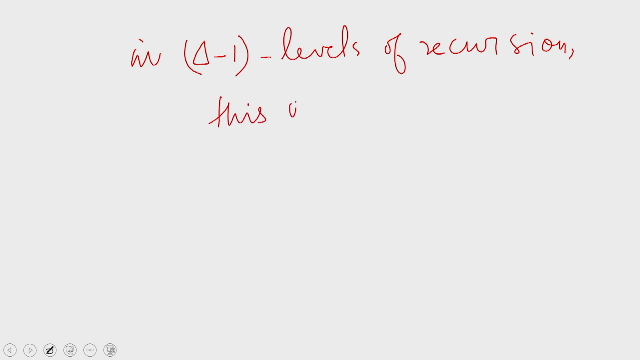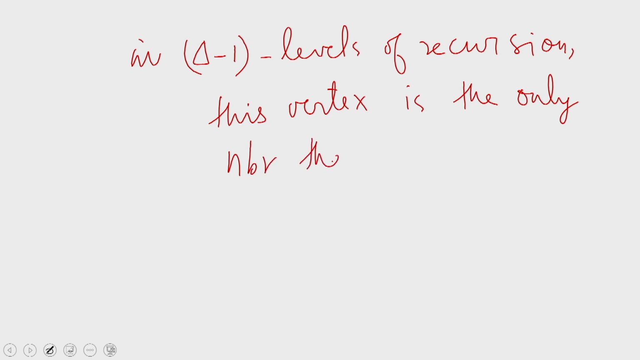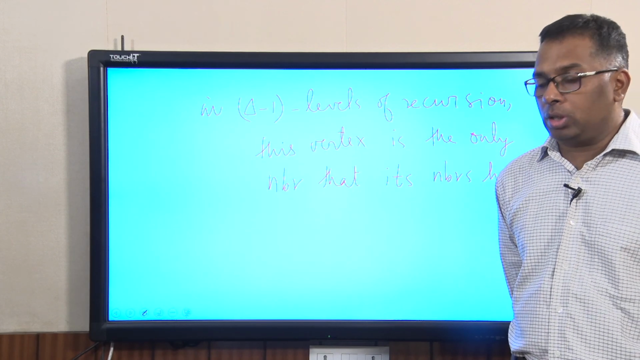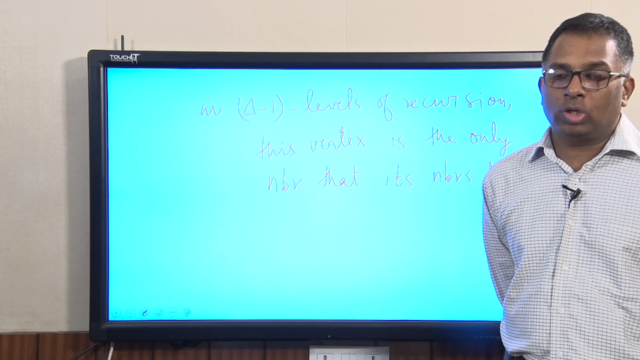This vertex is the only neighbor that its neighbors have. Its neighbors have no other neighbor after delta minus 1 levels of recursion. At this point, it will have to necessarily accept its proposals, and therefore its degree will start decreasing. Therefore, by that time we are ready to go down 1 degree. Therefore, the graphs that you get at that point can be colored with 1 fewer colors, and therefore the recursion works correctly.